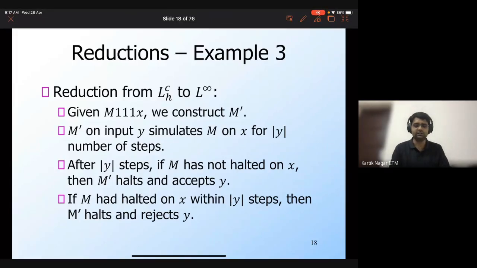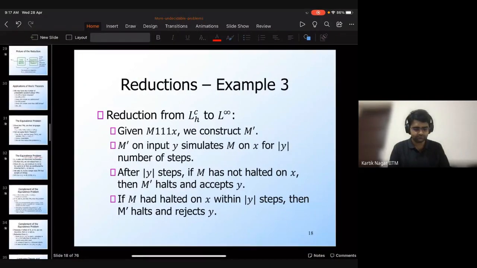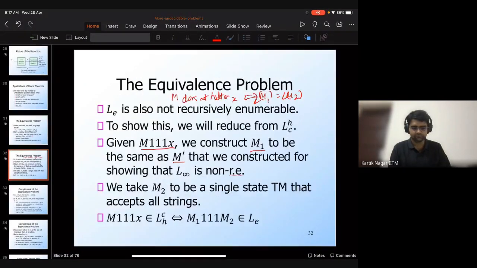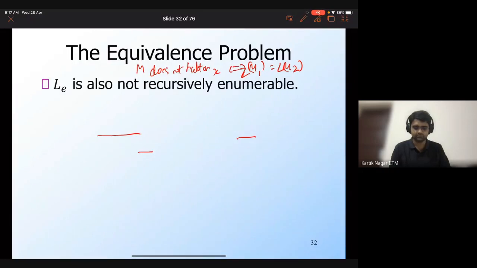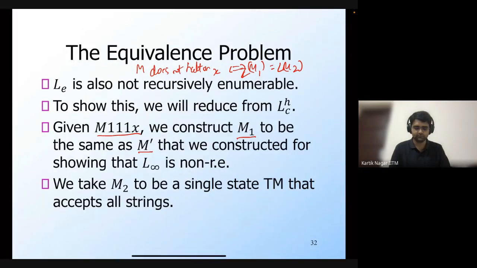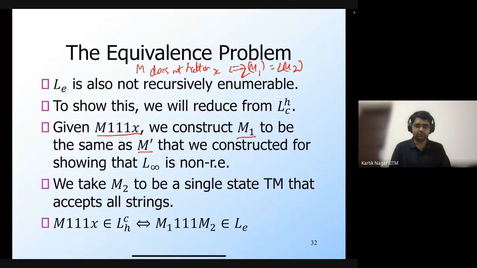So note that we can also construct this Turing machine M prime in an automated fashion, since we can have another Turing machine which will construct this reduction machine M prime from the description of M. So we have shown that this equivalence problem is not only undecidable, but it is also not recursively enumerable.